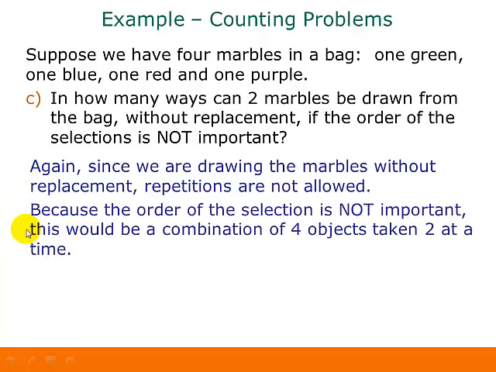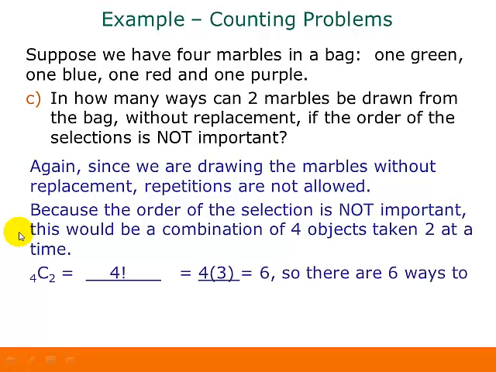And again, we have a total of 4 objects to choose from, and we're choosing 2 of them, so it would be a combination of 4 objects taken 2 at a time. So this would be 4 factorial over 2 factorial times 4 minus 2 factorial, or 4 times 3 divided by 2. This would give us 6, so that means there's 6 ways to do this.